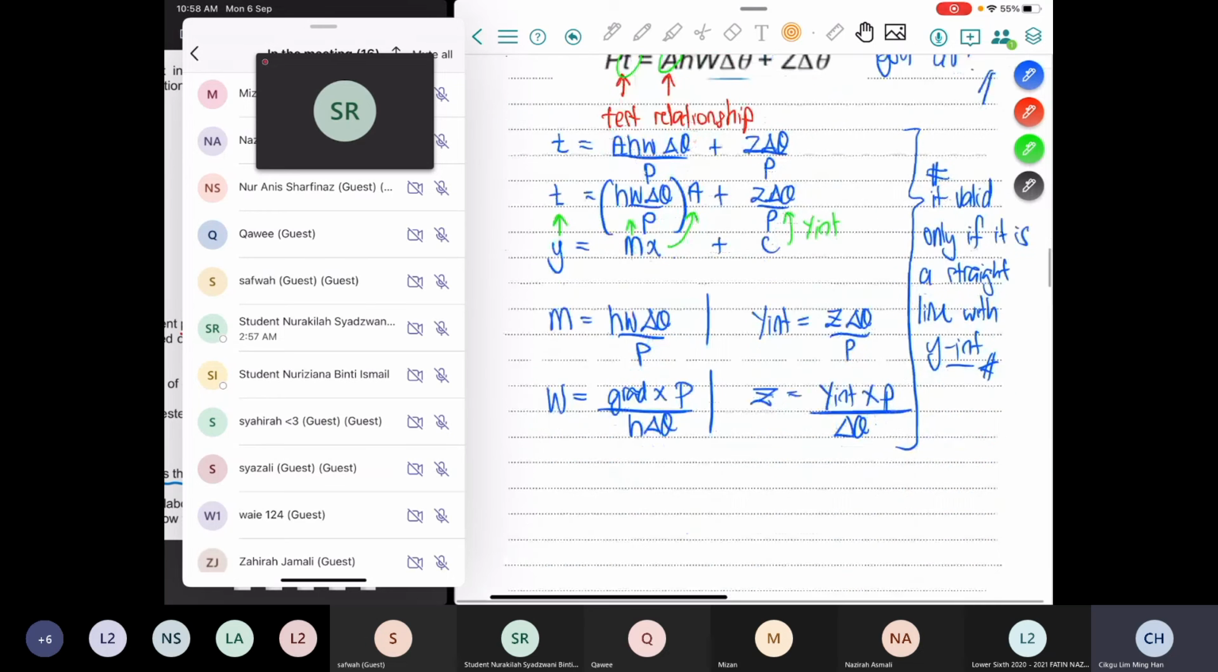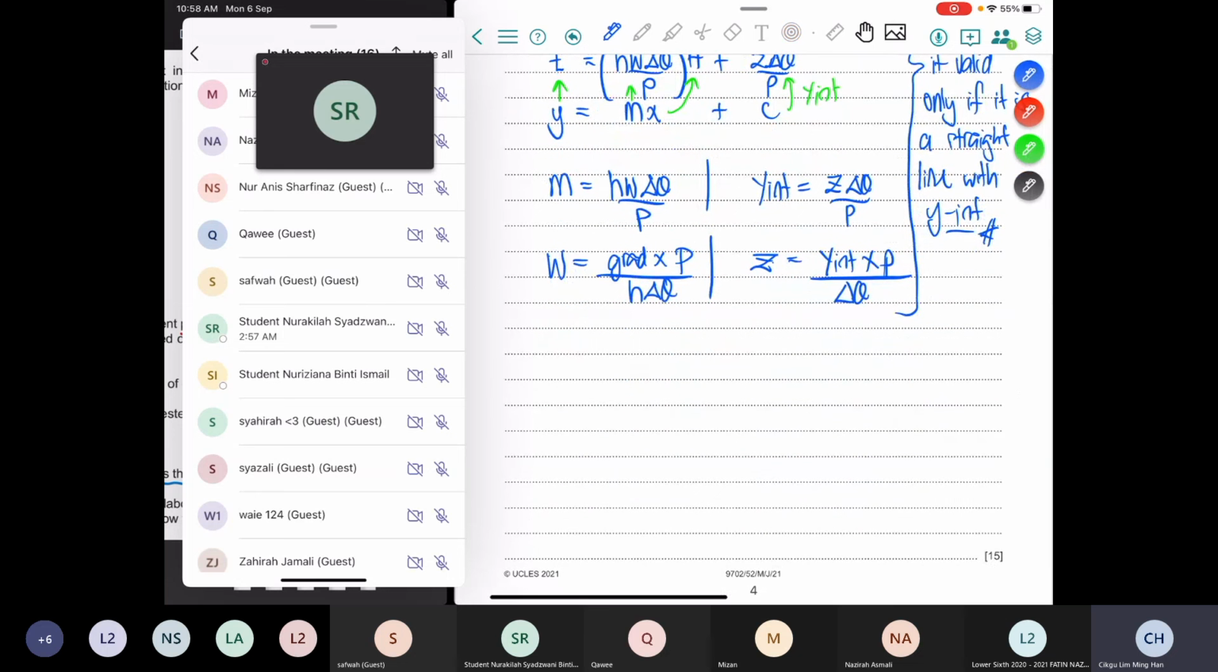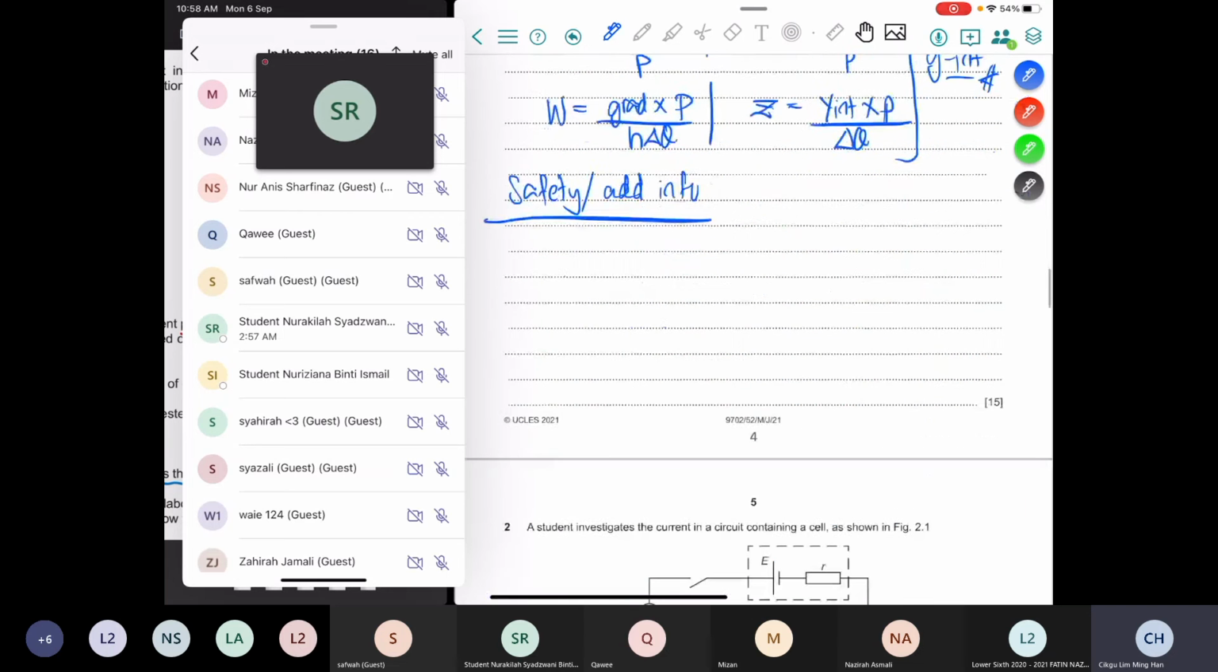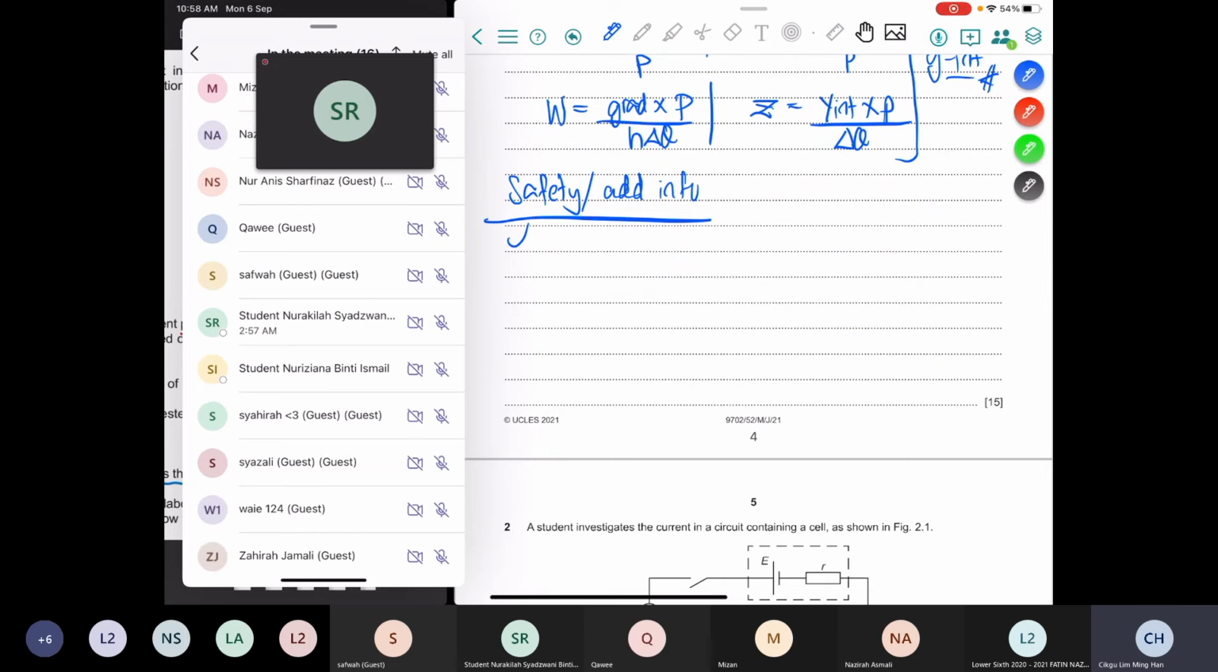Alright, so now we have the last part here, which I want to introduce, called the safety and additional info. So this will be the last column. So this is analysis. Alright, let's see who is the next one. Noriziana, are you here? Yes, sir. Can you give me one safety precaution in handling this thing?